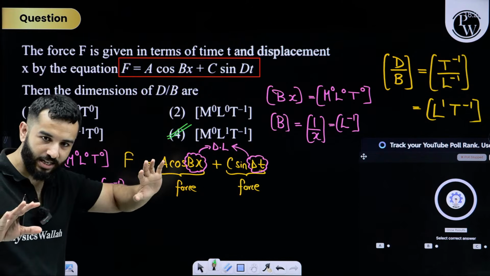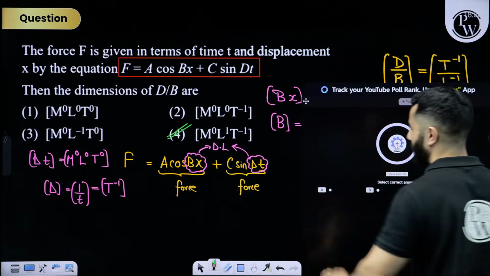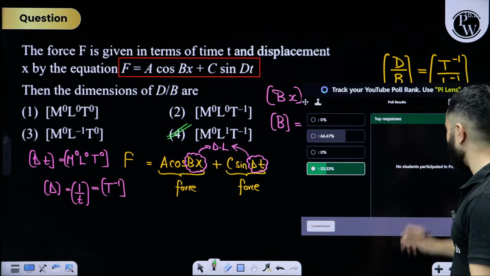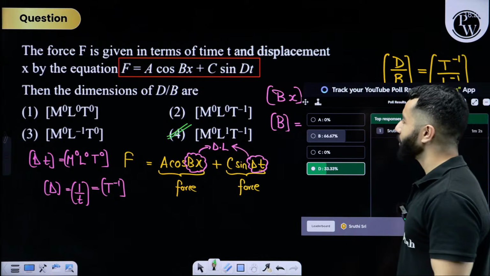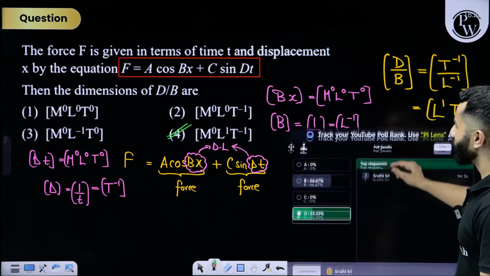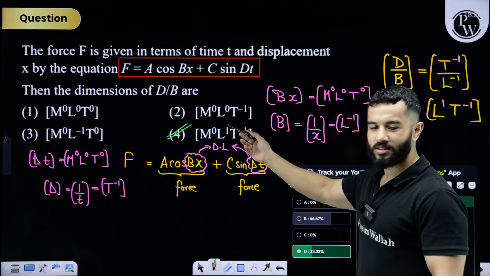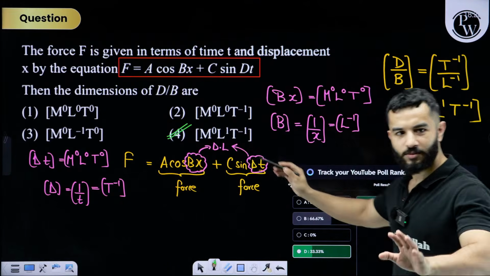I can explain it again, don't worry, but please ask your doubt. 4th is correct according to me. Only 33.33% of you have got it correct. So according to you, there will be no length. It is not possible. Got it?